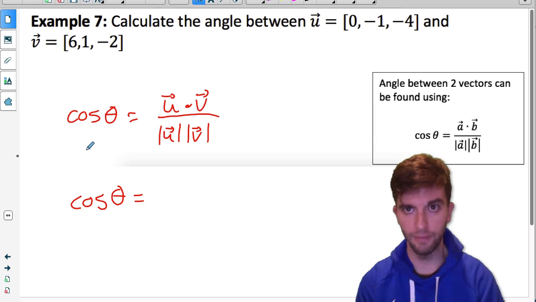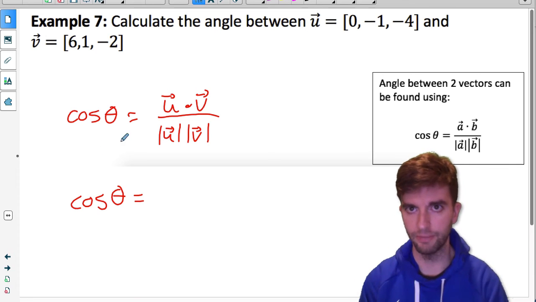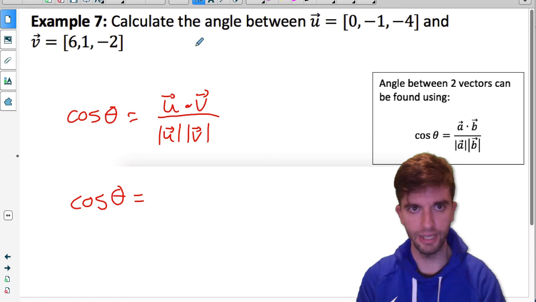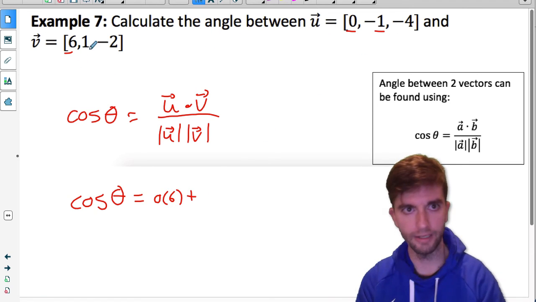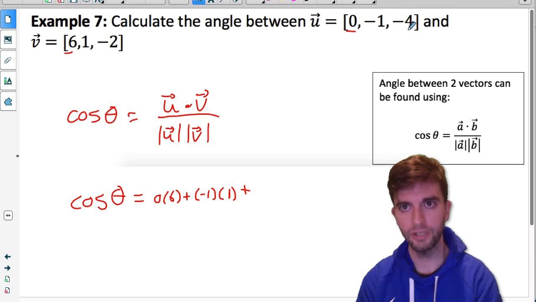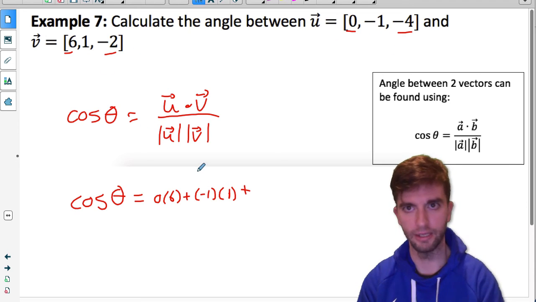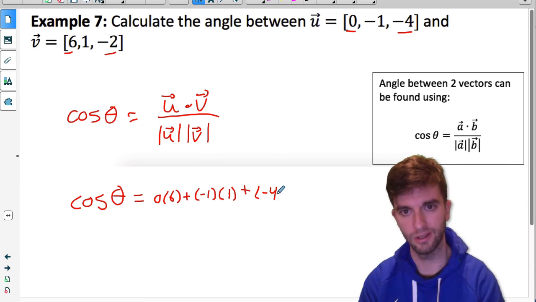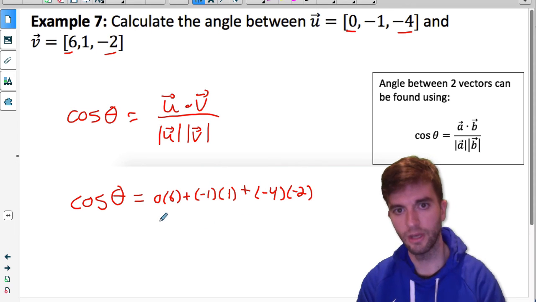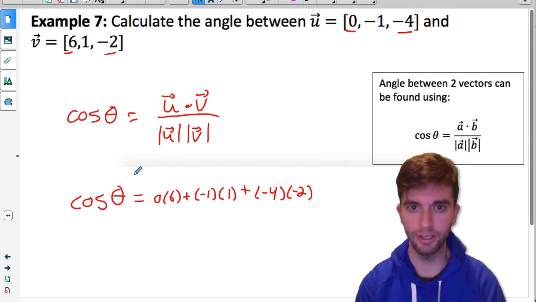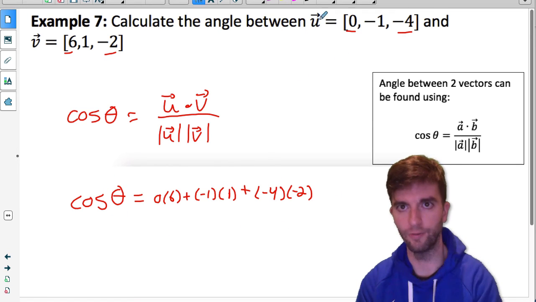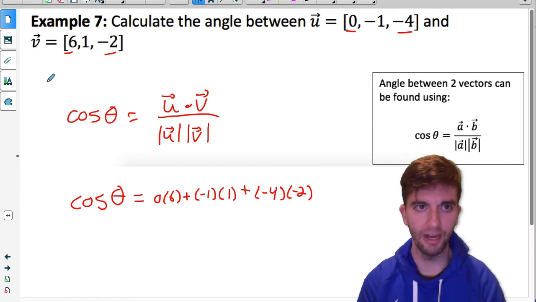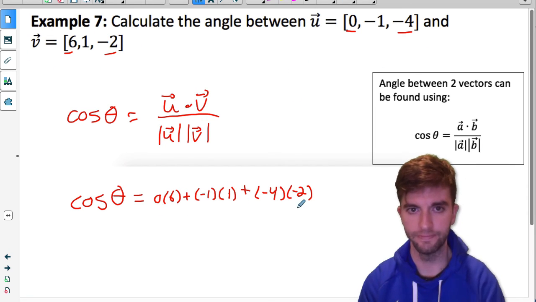That's the sum of the products of the x, y, and z components. So find the product of the x components, 0 and 6, plus the product of the y components, -1 and 1, plus the product of the z components, -4 and -2. And that will give me the dot product of the two vectors. It'll give me a scalar. It'll give me the magnitude of one of the vectors multiplied by the magnitude of the projection of the other vector onto the first vector.